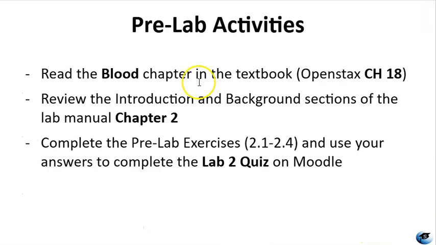So for this lab session's pre-lab work, first you want to make sure that you read the blood chapter in the textbook. So that's chapter 18 in the OpenStax book. This will give you a good foundation in blood structure and function. Next, you want to review the introduction and background sections in chapter 2 of the lab manual. These will give you more context and help to explain the goals of the lab. Finally, do the pre-lab exercises numbered 2.1 through 2.4 and use the answers for those to complete the pre-lab quiz on Moodle.